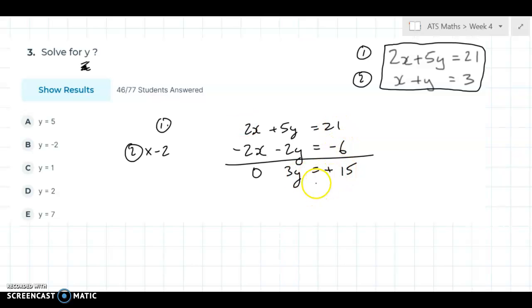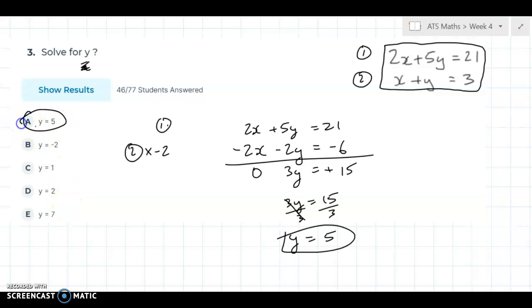3y equals 15. You can instantly see perhaps that y equals 5, but we can divide both sides by 3. We're doing the same thing to both sides, which is important. They cancel there, and we have y equals 15 divided by 3, y equals 5. So it's option A there, the way they're presented there.